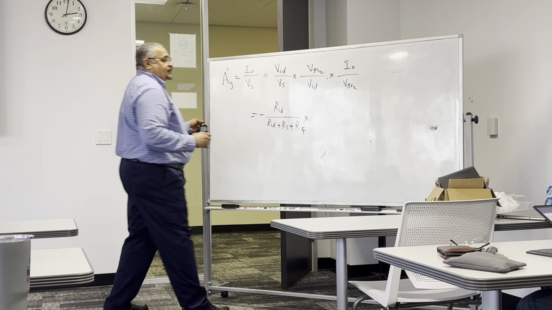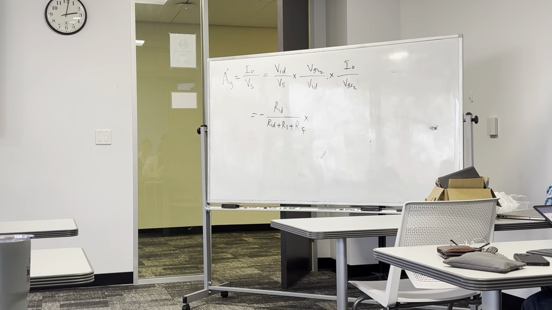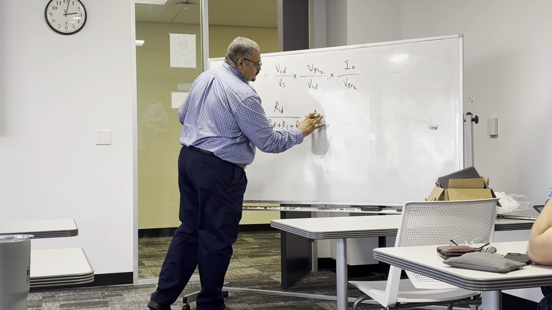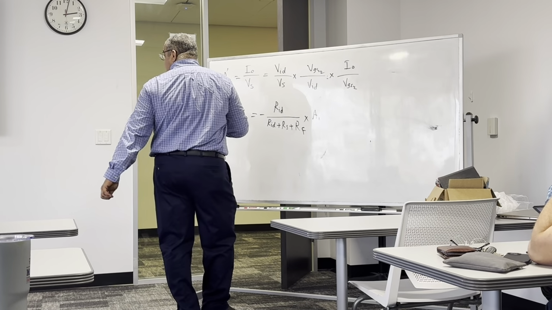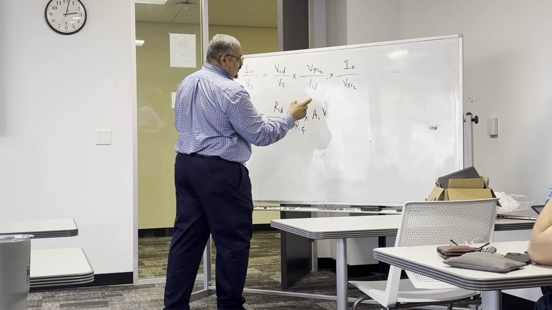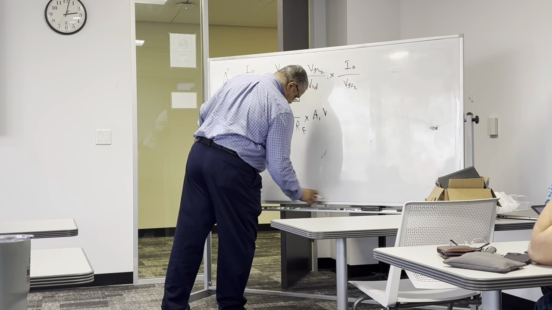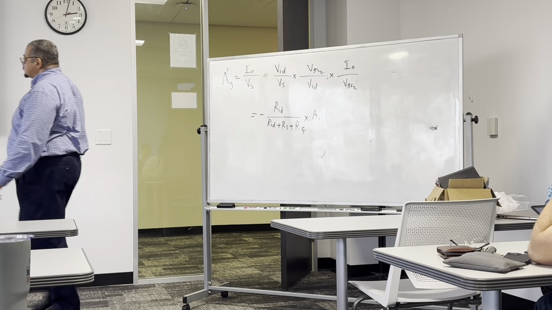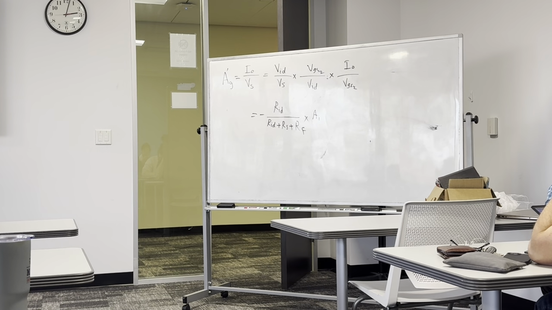We are done with the first part. How about VGS over VID? This over this. VGS2 is the same as this. Yes. So it's A1 times VID, so this is A1 times VID. Okay, and dividing by VID is going to cancel, right? Yes. So the second stage is providing just a gain of A1. How about the third?